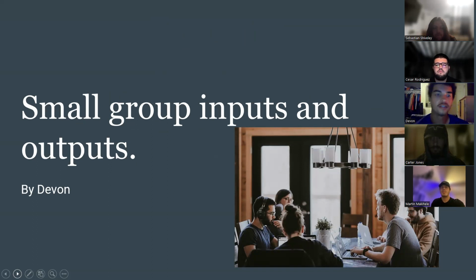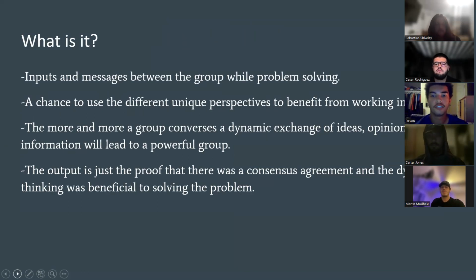Now that Carter has talked about systems, today I'm going to talk to you about the power of small group problem solving and how effective inputs and outputs can lead to a dynamic and successful completion of the problem. Imagine a scenario where you and your colleagues are working together to solve a puzzle as part of an activity. The interactions and exchanges that happen within the group are not just a means to an end, but a process that strengthens the journey towards a solution.